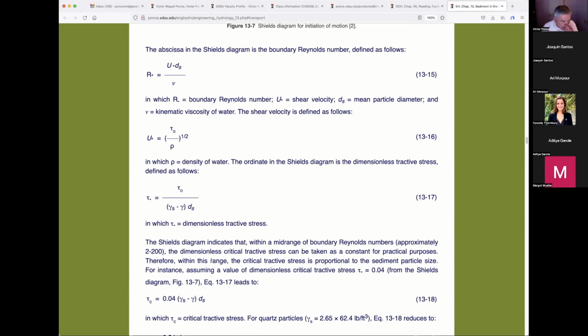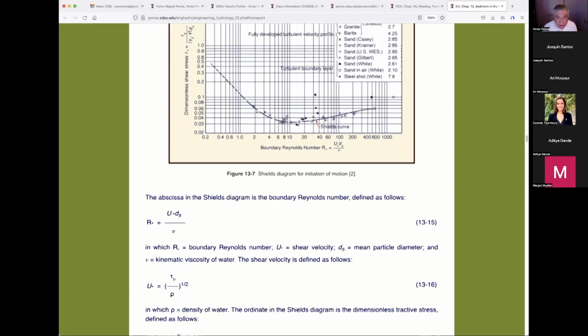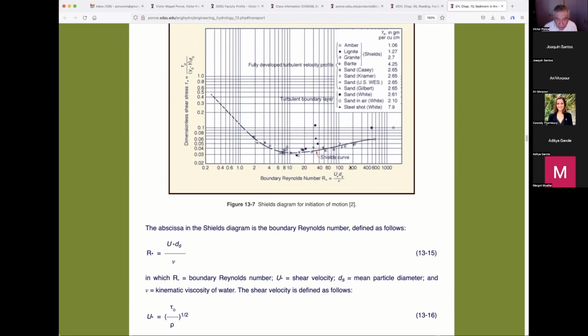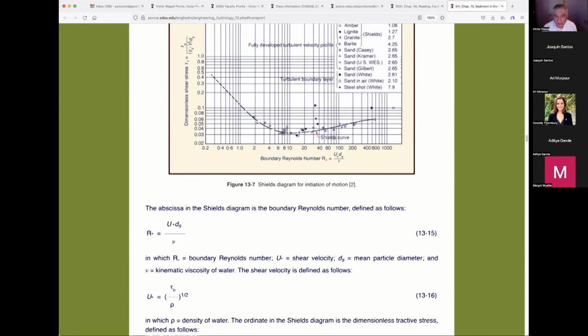The Shields diagram indicates that within a mid-range of boundary Reynolds number, approximately from 2 to 200, let's take a look in here, from 2 to 200, this quantity is going to be almost a constant, and the value is going to be roughly 0.04.